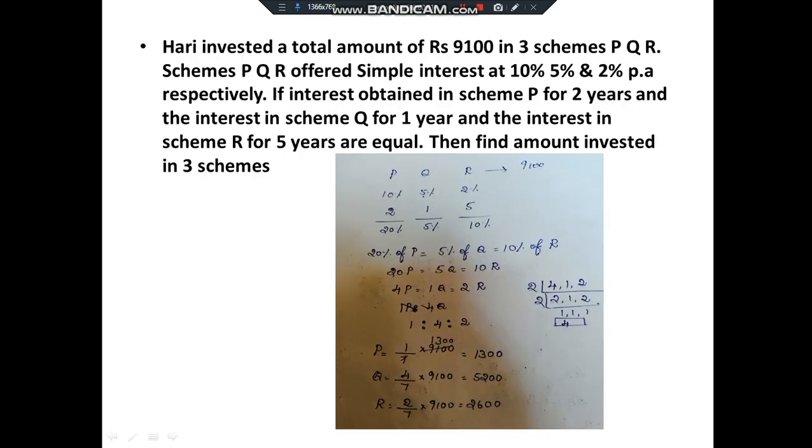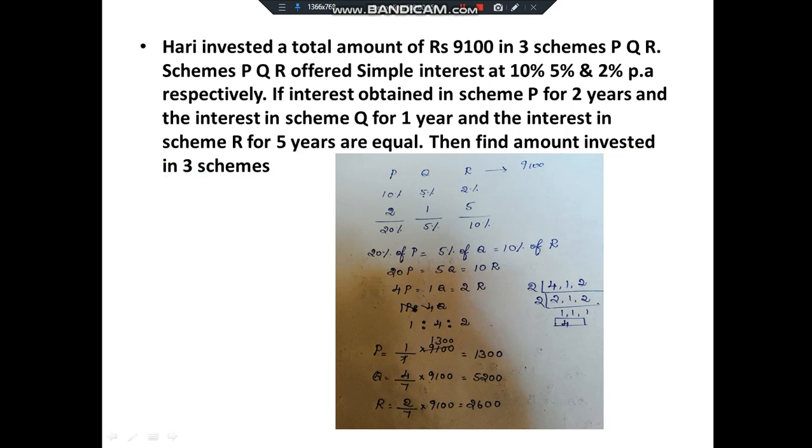It is based on the 3 scheme concept. Okay, see, Hari invested the total amount of rupees 9,100 in 3 schemes P, Q, R. Schemes P, Q, R offered simple interest at 10%, 5% and 2% per annum respectively. If the interest obtained in scheme P for 2 years, the interest in scheme Q for 1 year and the interest in scheme R for 5 years are equal, then find the amount invested in the 3 schemes.